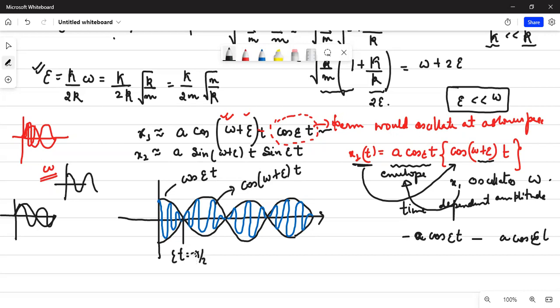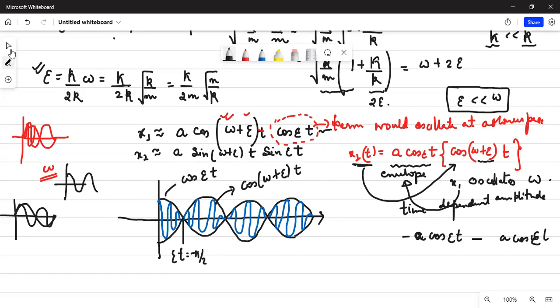Yes, sir. Incidentally, you will see that at this time your x2 will achieve maximum, because sine at pi by 2 is maximum, cos at pi by 2 is minimum, but sine is maximum. Is that clear? So at this time your x1 is transferring energy to x2. So basically your other mass is in motion while your first mass is at 0.